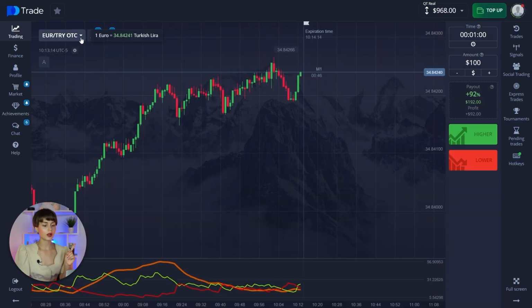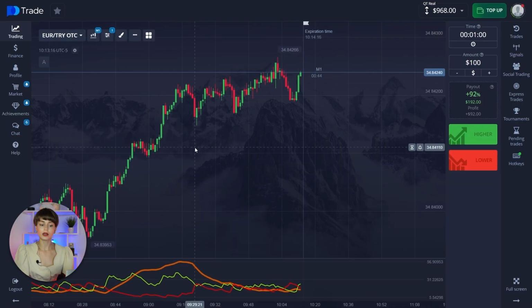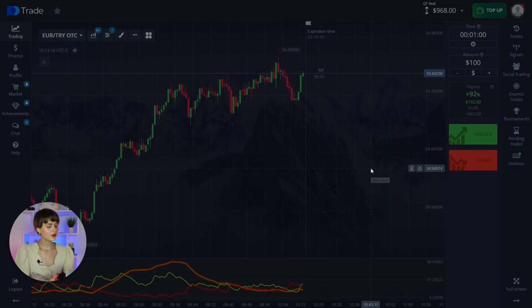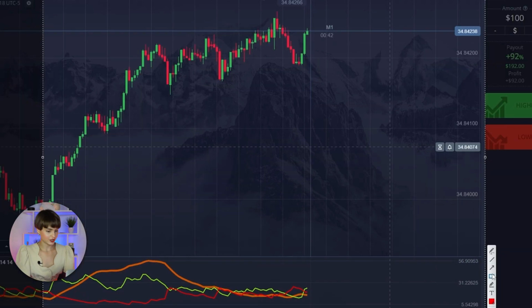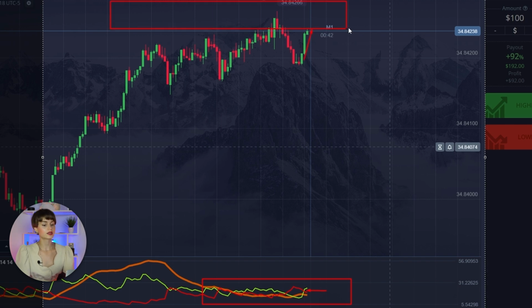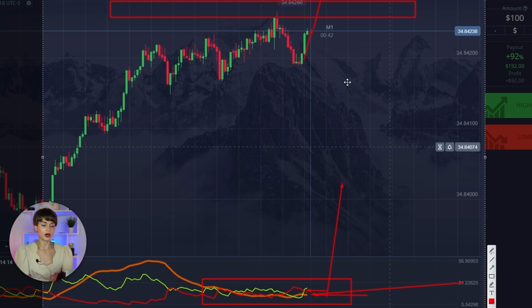Another great example of how you should not enter a deal. Look, there is a huge number of intersections here. Moreover, there's a flat on the market right now. ADX is on a low level as well. Volatility is small. Let's draw the level of resistance. There may be a potential breakthrough either up or down, so we do not trade here.